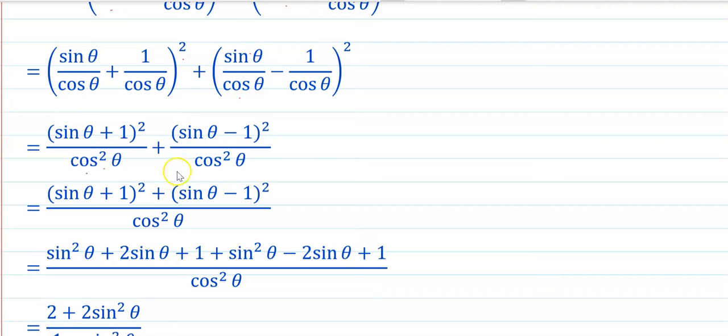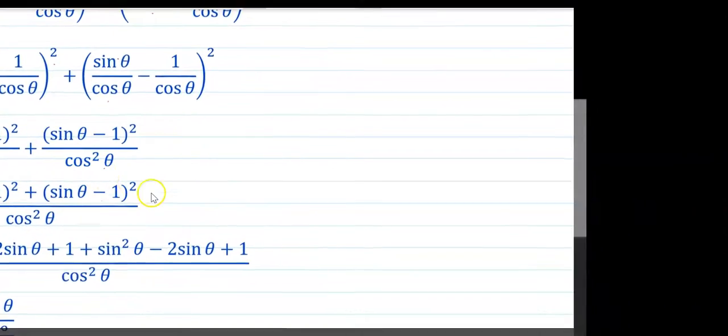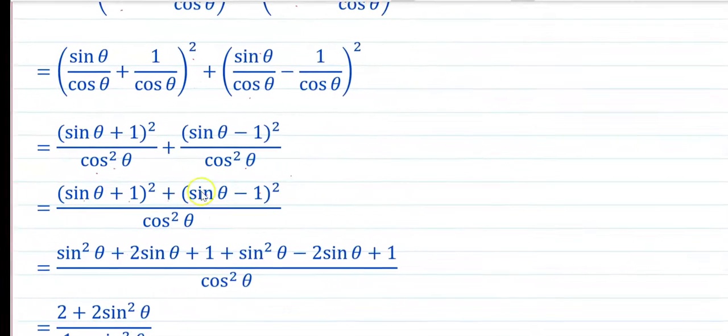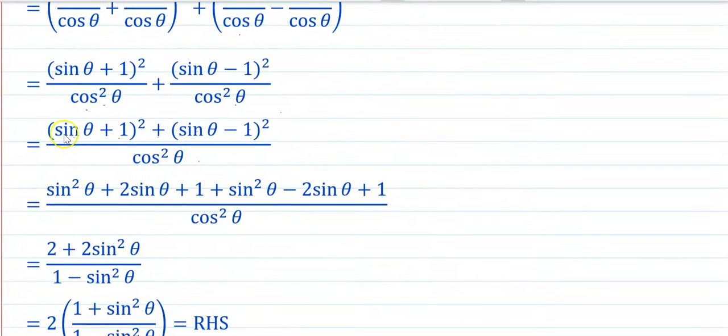Okay, the base of both is the same, therefore we can add it. Sin theta plus 1 bracket square plus sin theta minus 1 bracket square upon cos square theta. Now expand this. Sin theta plus 1 bracket square: sin square theta plus 2 times sin theta into 1, that is 2 sin theta, plus 1 square means what? 1. Next, sin theta minus 1 bracket square means what? Sin square theta minus 2 sin theta plus 1 square.